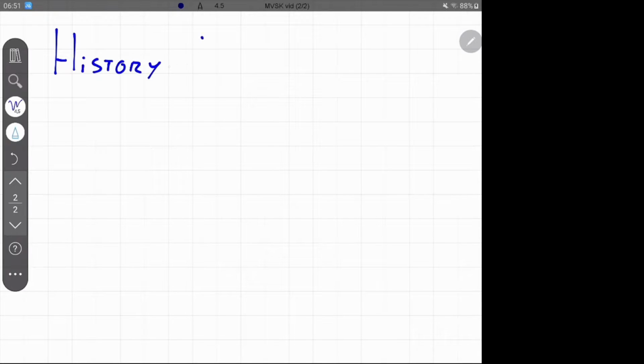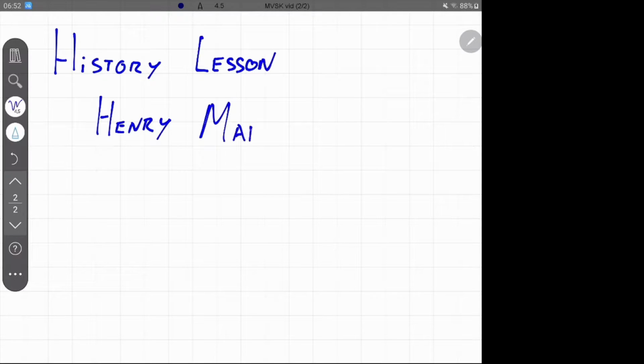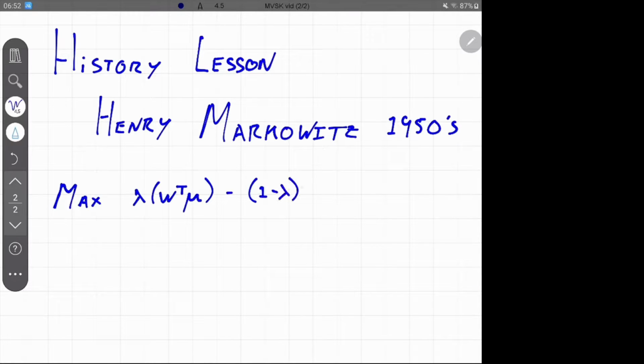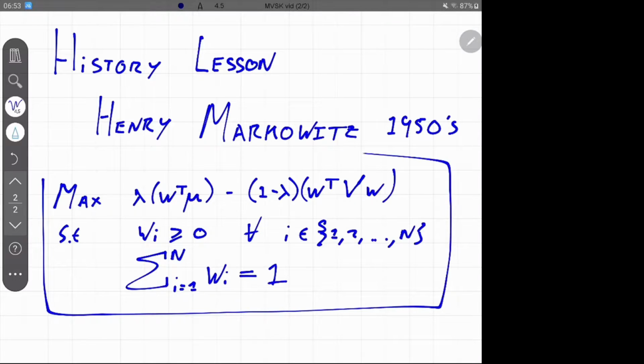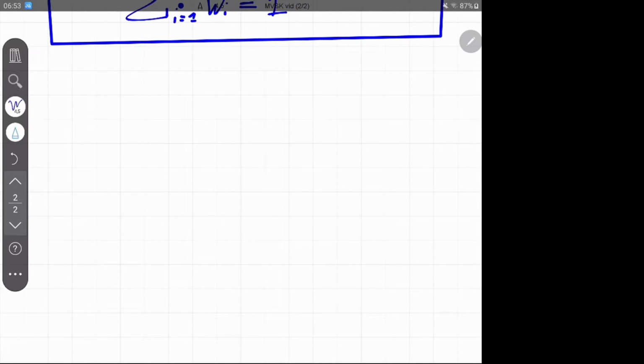So first, we start with a history lesson. Back in the 1950s, a guy called Henry Markowitz, along with two other colleagues, developed an optimization model describing this system. Simply put, you maximize this expression: lambda, brackets, W^T times mu, where mu is the average returns, minus 1 minus lambda, so the rest, and a variance term, while your weights are non-negative and they sum to 1. So that's kind of a simplex constraint. Now this development netted Markowitz and his friends the Nobel Economics Prize in the 90s.